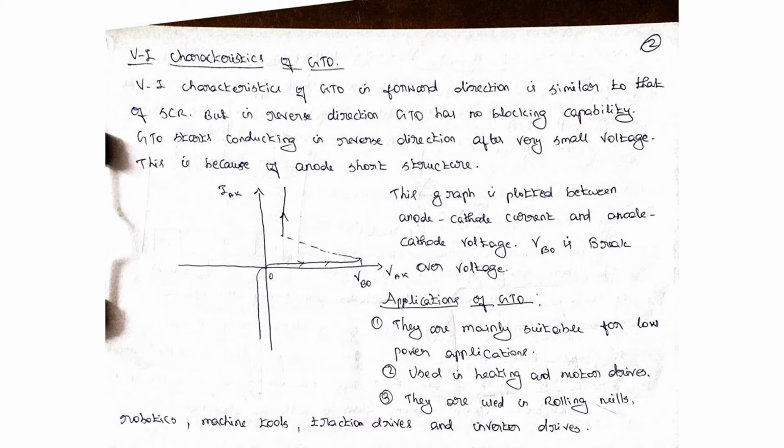Then we'll see the applications of the GTO. They are mainly suitable for low power applications, used in heating and motor drives. They are used in rolling mills, robotics, machine tools, traction devices, and inverter drives.